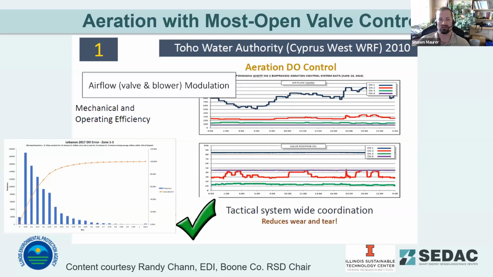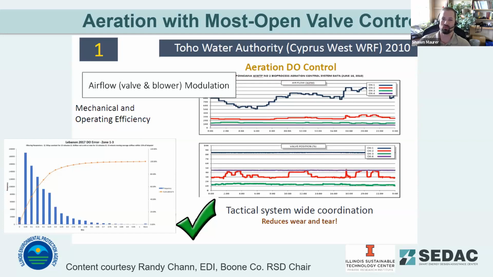What's shown on screen here, the top chart is the actual DO requirement in different zones of this tank, and the bottom chart is showing the valve positions. You can see the top valve is being maintained at nearly 100% open. It's that most open valve control that has authority in this particular situation. Two of the other valves are minimizing how much modulation they have, and only one valve is really having to adjust significantly to cope with loading that's coming into this particular basin.